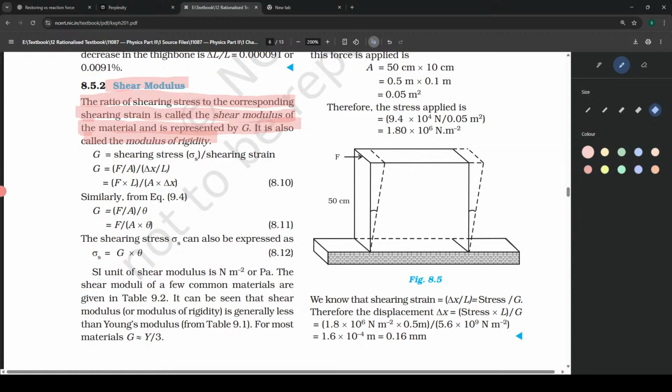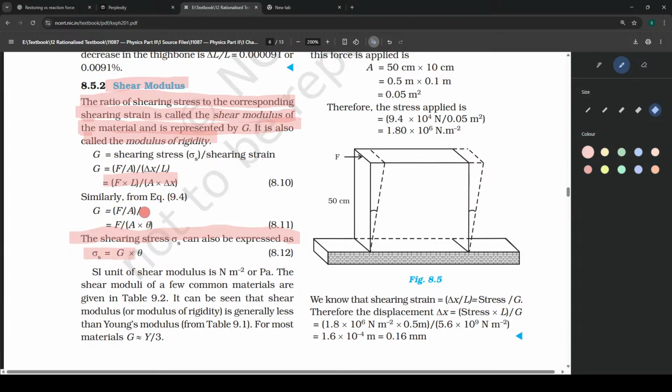That one was called Young's modulus. And G is equal to shearing stress by shearing strain. Same formula, but different terms. We already know that delta x by L can be equated to tan theta, and for small thetas, tan theta is essentially equal to theta. As such, F by A, the shearing stress sigma S, can be expressed as sigma S equals G times theta.